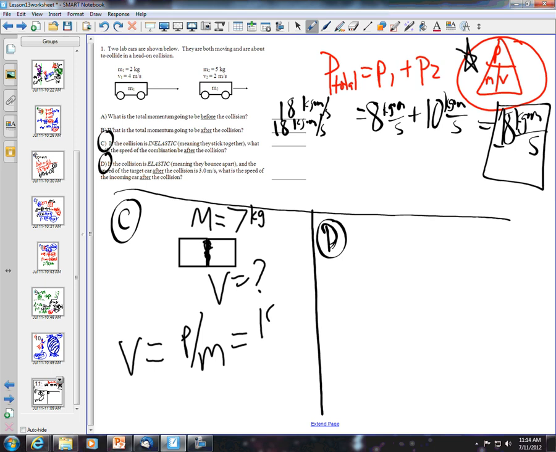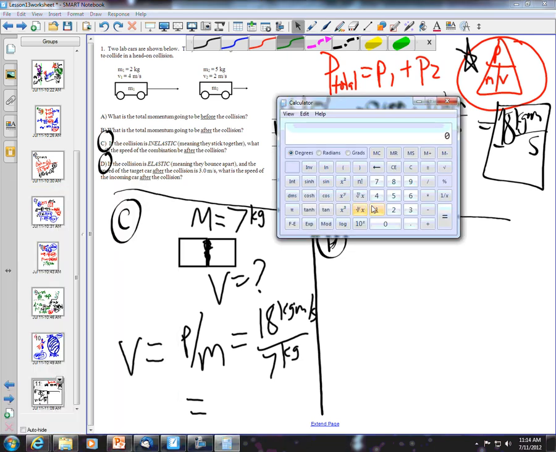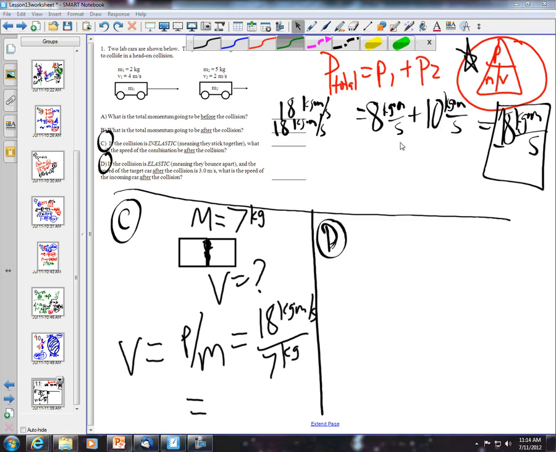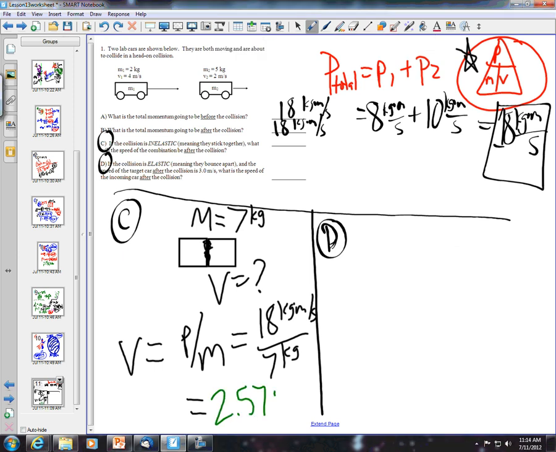And the momentum was 18. And we know that because it's both of them together, the total momentum has to stay the same, divided by 7, which is the combined mass because they're stuck together. 18 over 7, it's not going to be a simple number. 2.57 meters per second. So that's how fast they're going to go if they had stuck together. And it happens to be positive, so it's to the right. And that makes sense because the momentum was to the right.